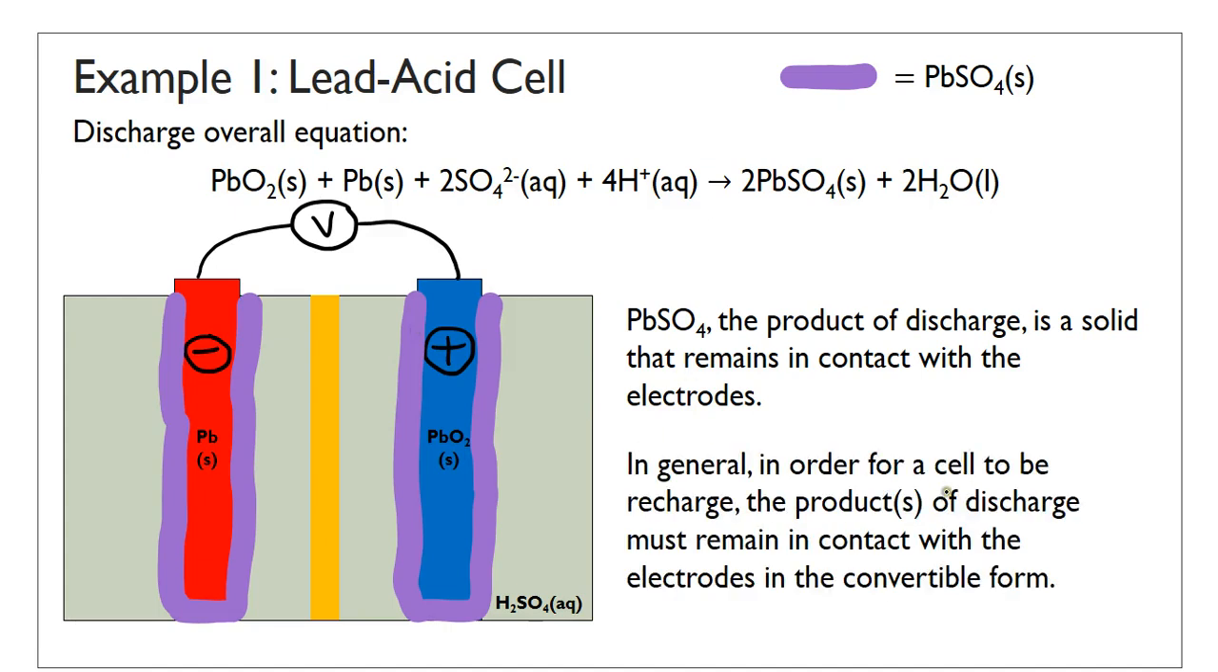So in general, in order for a cell to be recharged, the products of discharge must remain in contact with the electrodes in the convertible form. The convertible form just means that it doesn't decompose into something else, so it remains PbSO4. It doesn't suddenly turn into PbO and something. I don't think I've seen a question where it's not in its convertible form, so you don't have to worry too much about that.